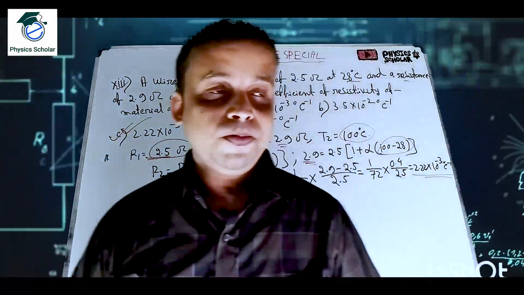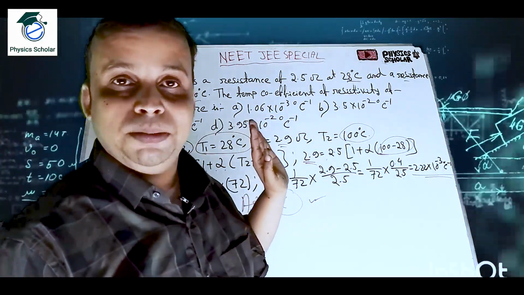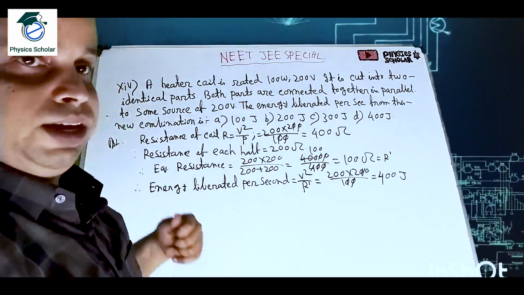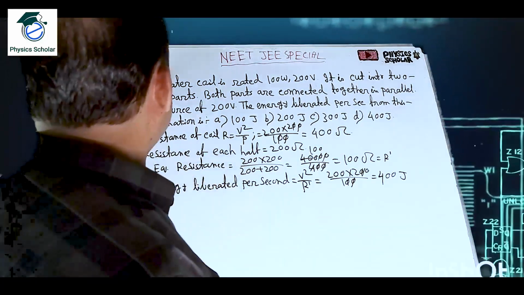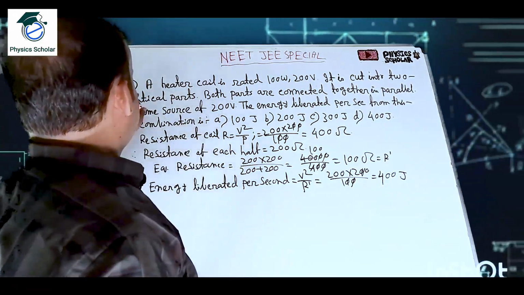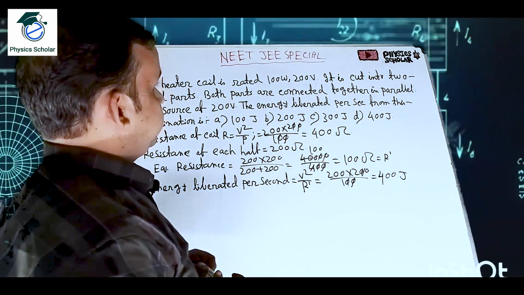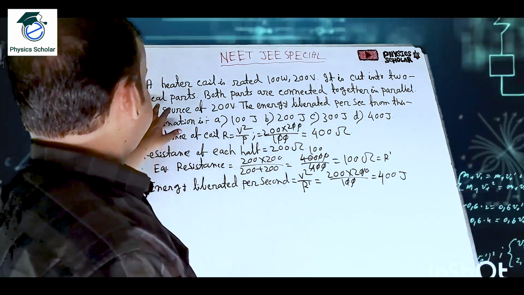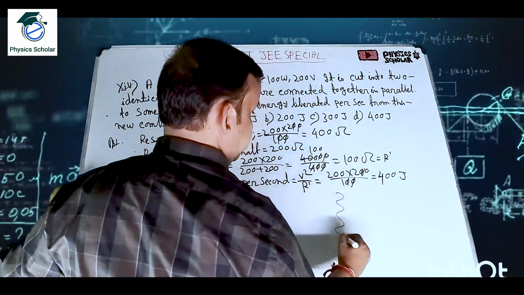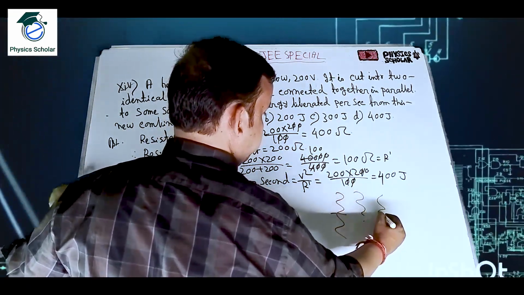Clear? So now students, let us move to question number 14 of today's episode. A heater coil is rated 100 watt 200 volt. It is cut into two identical parts. That means the heater coil is cut into two identical parts.